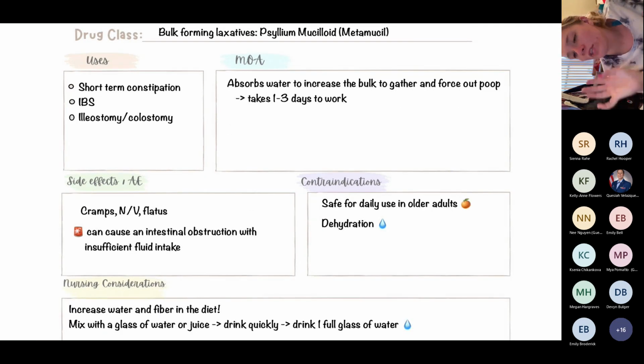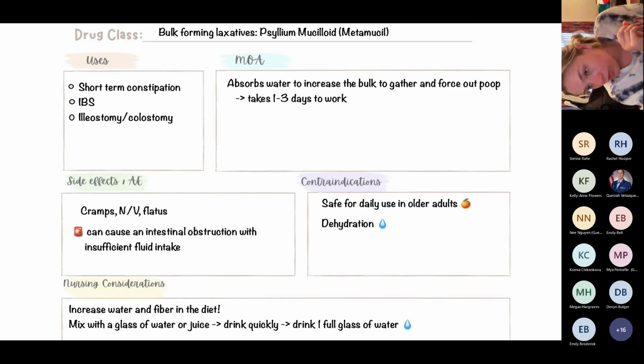Up next, we have one of the only drugs that is safe for long-term use, Metamucil. You might have seen it on the commercials. It's in a little orange box. It tastes like Tang. It is safe for daily use, especially in our geriatrics. They need a little help going to the bathroom. You know what I mean?